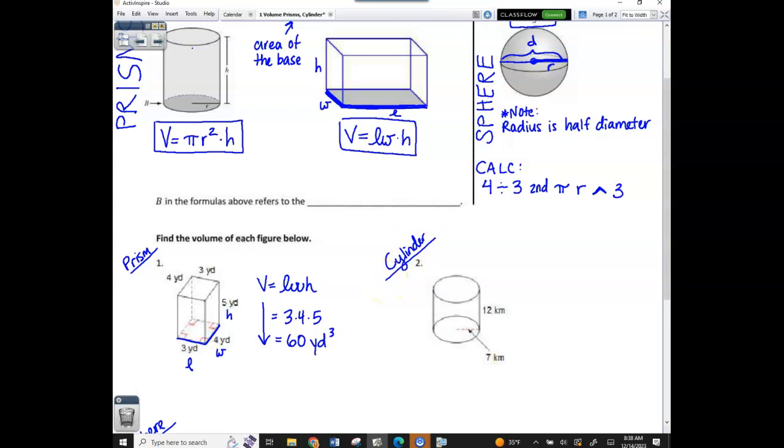I'm gonna write it out though, and then I'm gonna copy the formula. We got pi r squared times h. Did they give me r, or did they give me the diameter? They gave me r. The way you know that is by this picture right here. They've got this dotted line. So we've got pi 7 squared times 12.